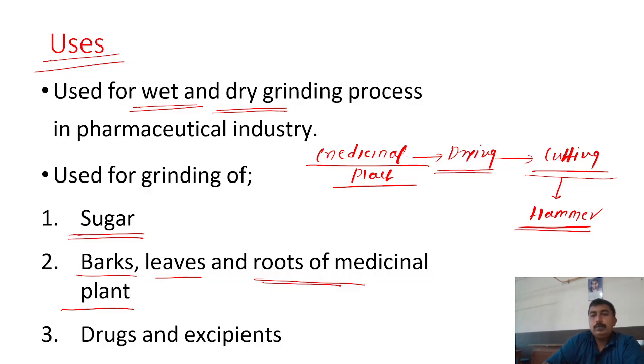So the hammer mill is used at last, after the cutter mill, generally to reduce the size of the medicinal plant. And later on the hammer mill is also used for grinding of drugs and excipients.